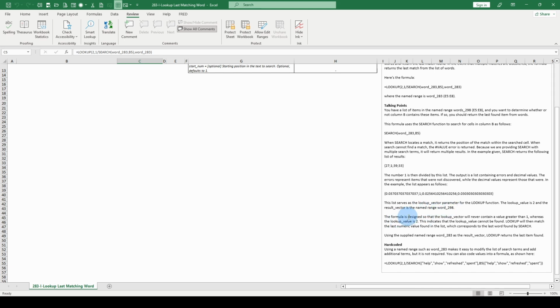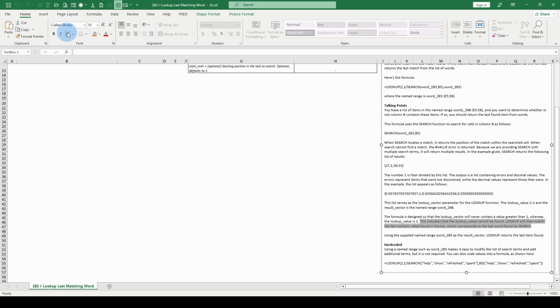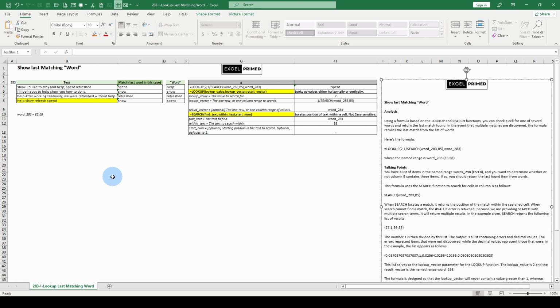The formula is designed so that the lookup vector will never contain a value greater than 1, whereas the lookup value is 2. This indicates that the lookup value cannot be found. Lookup will then match the last numerical value found in the list, which corresponds to the last word found in search. This is really pretty much the entire definition. This clarifies pretty much how and why this works. And using the supplied name range words 283 as the result vector, lookup returns the last item found. So here we have show as our last word.